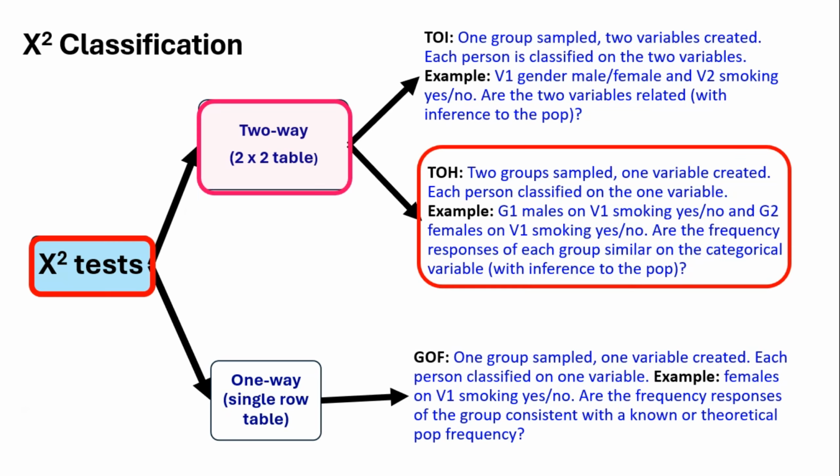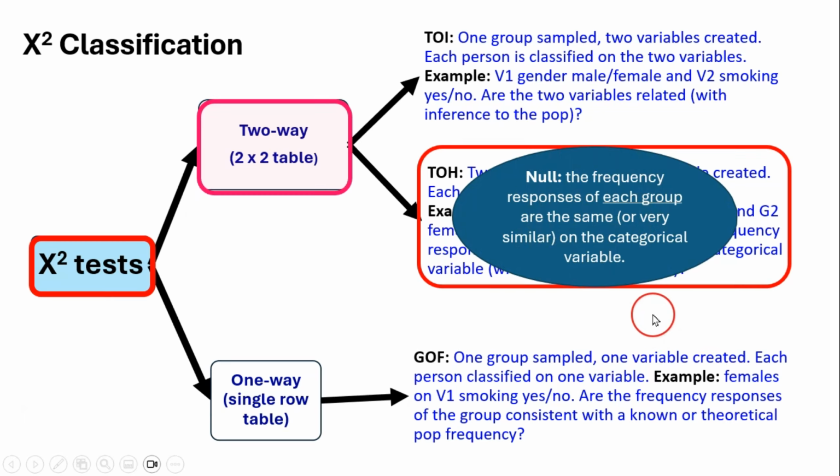And your question is, are the frequency responses of each group similar on the categorical variable of interest, with inference to the population, of course. So you can see that how the data were sampled is very important as to which question you have and which type of test you're going to use. The null for the test of homogeneity is the frequency responses of each group are the same or very similar on the categorical variable.